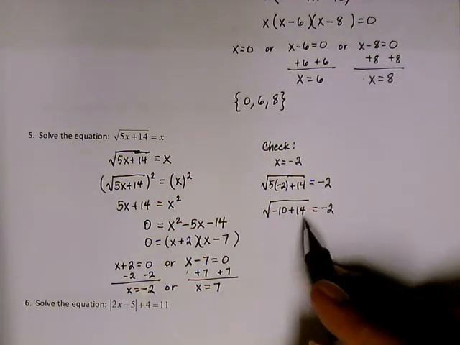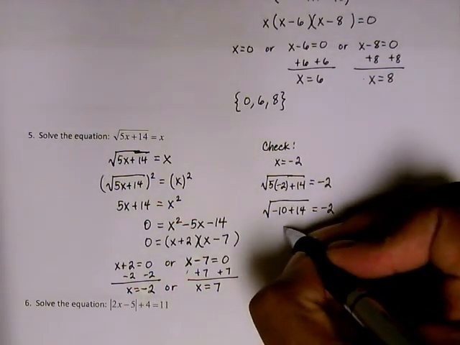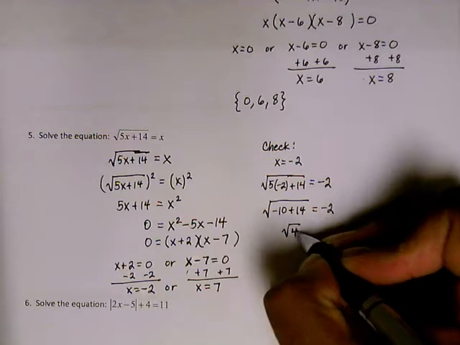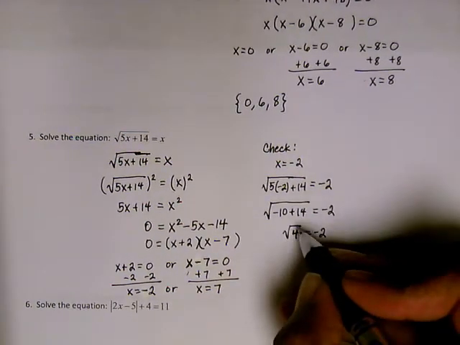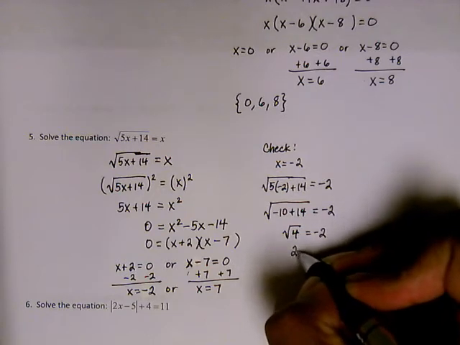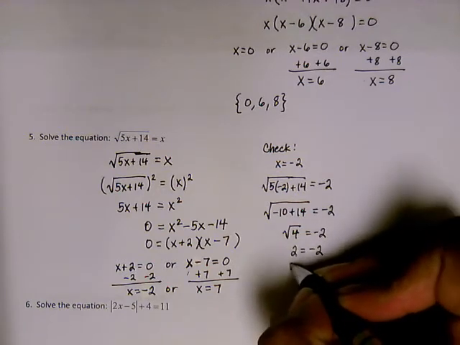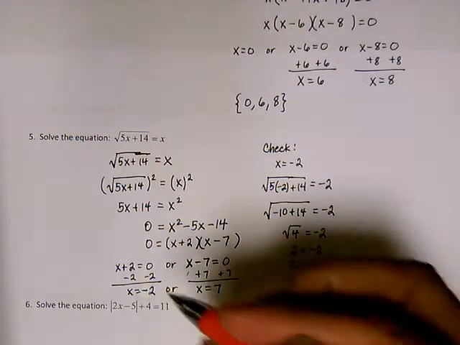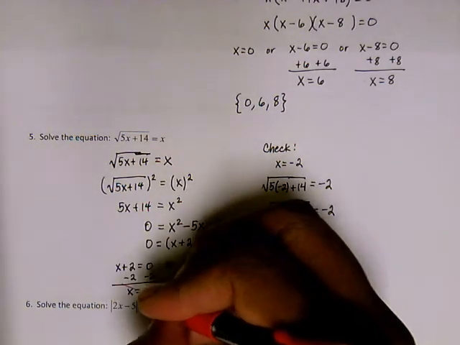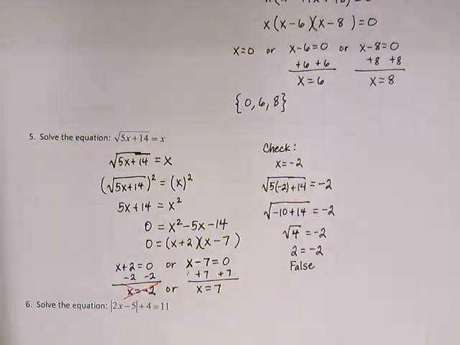Now, if I add negative 10 to 14, you're going to get 4. So the square root of 4 should equal negative 2. And when I take the principal square root of 4, that's going to be 2, which is not equal to negative 2. So that's a false statement. So I can exclude x equals negative 2 as the solution to that radical equation. That's one of our extraneous solutions.